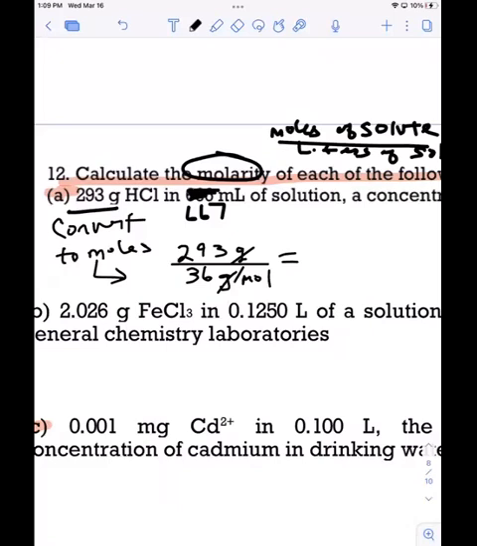I got 8.14. 8.14 moles. All right, thank you.